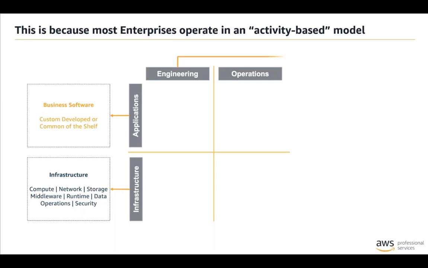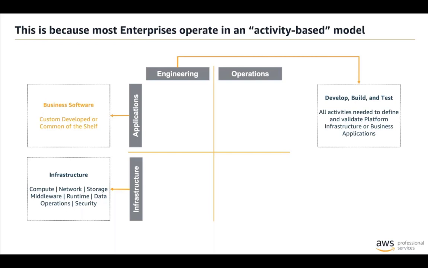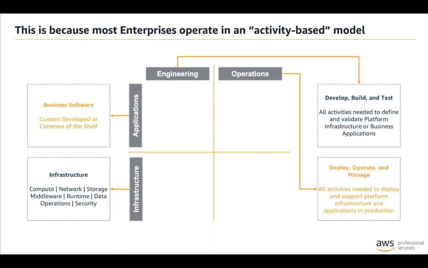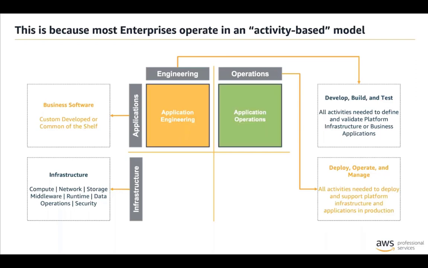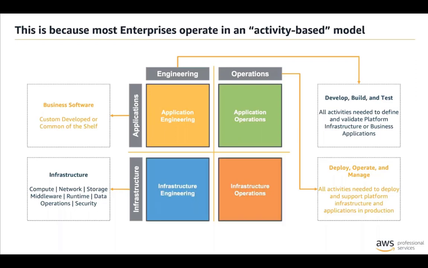Engineering is the development, building, and testing of applications and infrastructure. Operations is the deployment, operations, and ongoing support of these applications and infrastructure. In most organizations, each of these quadrants is performed by a separate piece of the organization. Application engineering is done separately from application operations teams, and infrastructure engineering is also done separately from work being done by infrastructure operations teams. Work is passed between these teams using an IT service management platform, passing work requests between teams using work queues and tickets.